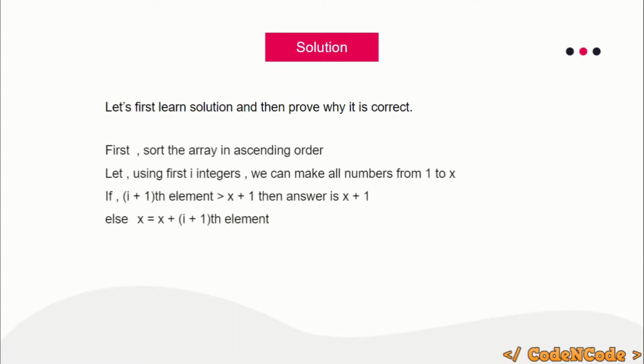First of all, we'll sort the array in ascending order, and then suppose using the first I integers we are able to make all the numbers in the range 1 to x. Then, if the I plus 1th element, the next element, is greater than x plus 1, then the answer is x plus 1. This will be the minimum integer you can't make. Otherwise, x will be updated to x plus the I plus 1th element.